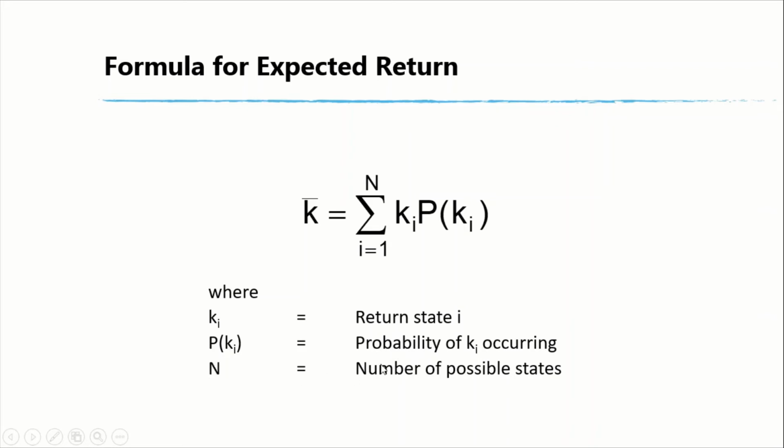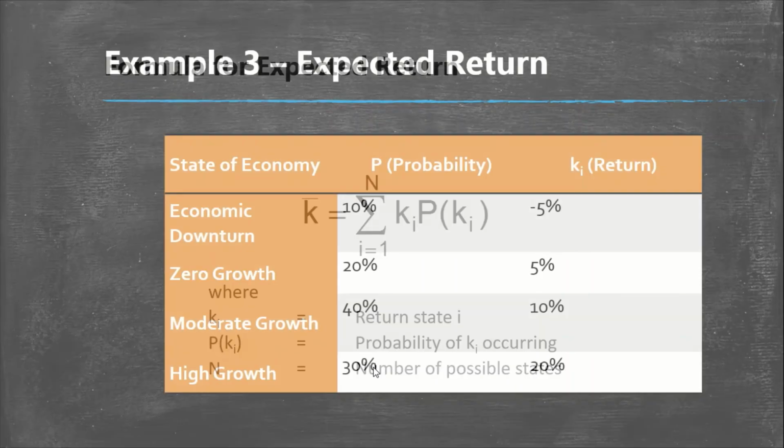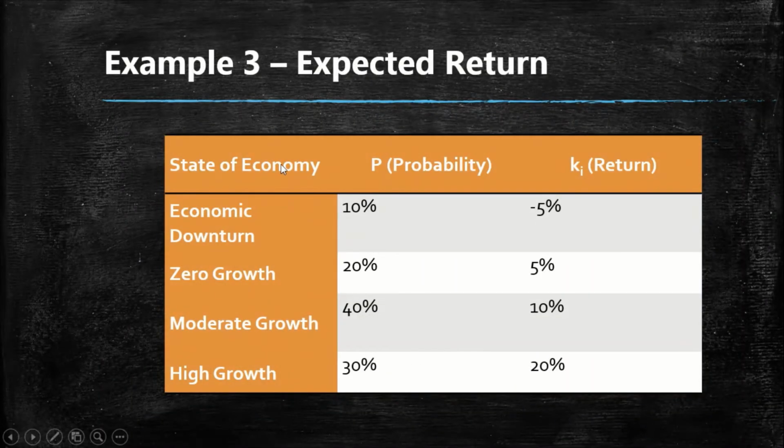And N means number of possible scenarios. So, kung meron kang aggressive growth, medium growth, minimal growth, recession, these are scenarios. So, ganito ang itsura niya. This is the state of economy, this is the probability, and this is the return. So, I'm gonna explain it to you one by one.